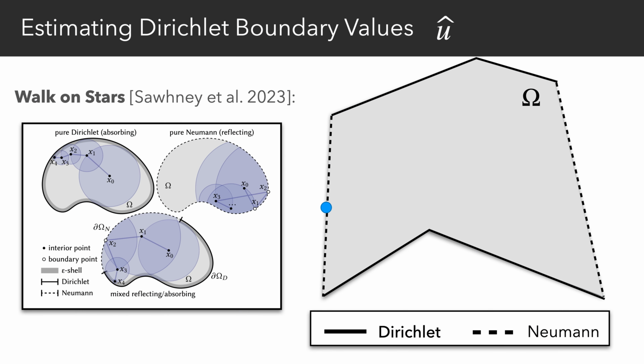There are many pointwise estimators, such as walk-on stars and walk-on boundary, and each of these can be used to estimate the boundary values. Our method happens to use walk-on stars since it's unbiased, has bounded variance, and can efficiently handle mixed boundary problems. We run several walks for each boundary sample on the Neumann part of the boundary to estimate the complementary Dirichlet values.